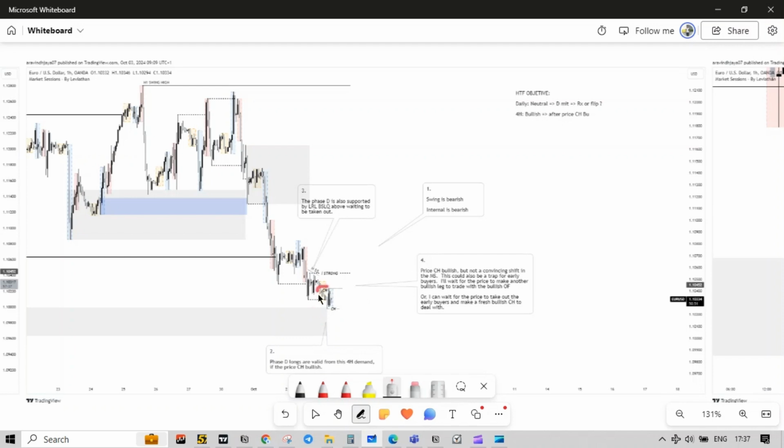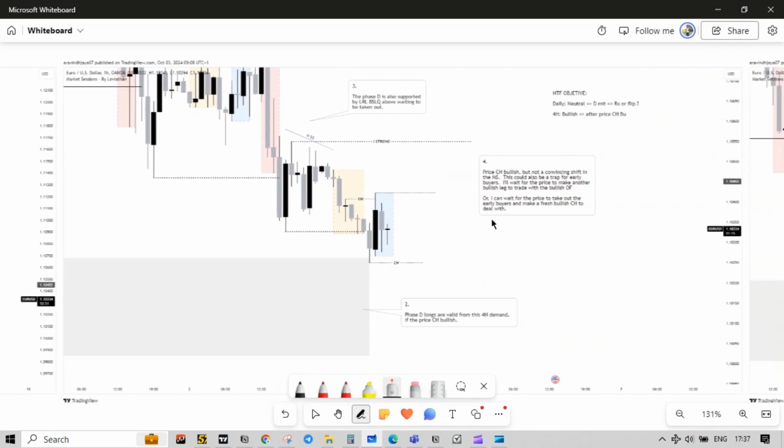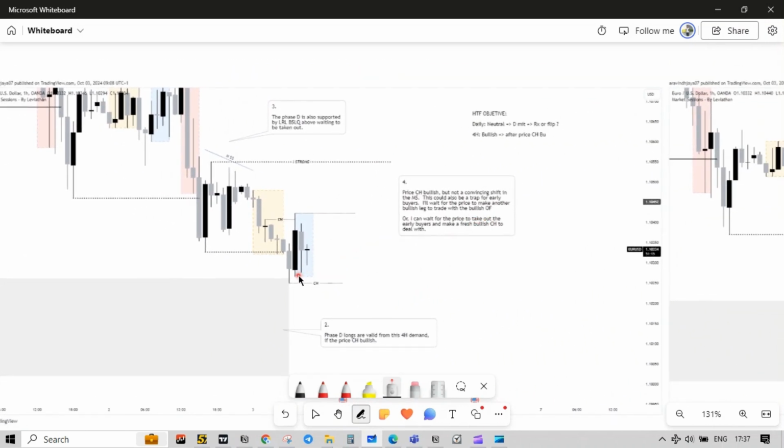So the fractal is actually bullish, but I need more confirmation. Once I get more confirmation, I can look for longs. Phase D longs are valid from this HTF demand if the price chocs bullish. The phase D is also supported by low resistance liquidity, buy side liquidity, overweight liquidity. Let me zoom in so that it will be easy for you. Yeah, this is the H1 zoomed in version.